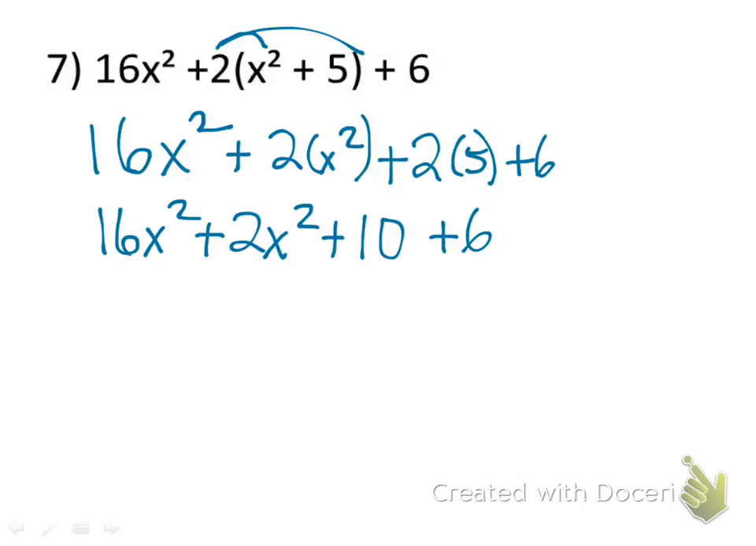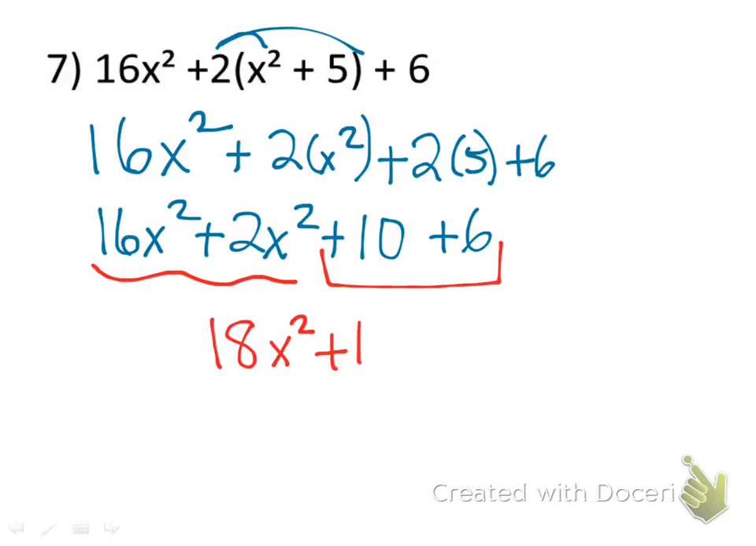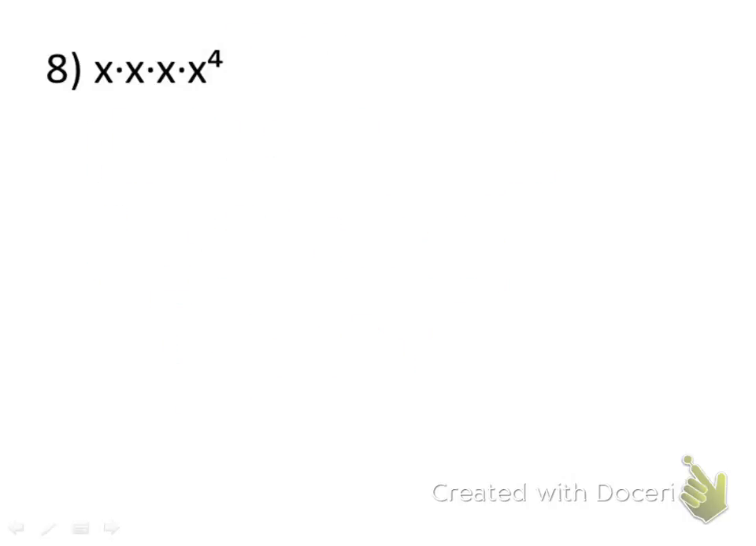What do I do next? Yeah, 16x squared plus 2x squared is 18x squared plus 10 plus 6 is 16. Very good. You can't add those. They're not like terms. One has x squared, one does not. So we're done. What are your questions? All right, here's number 8.